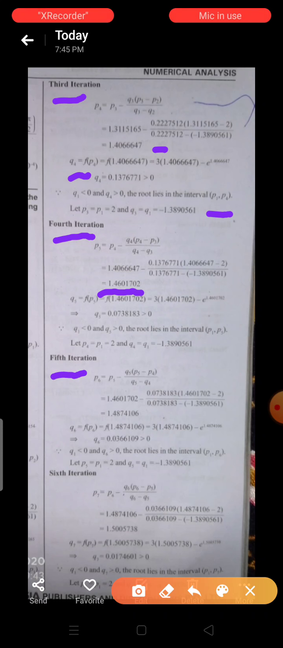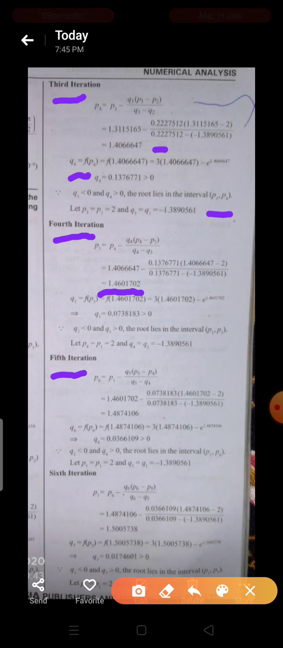Fifth iteration. P6 is equal to P5 minus Q5 into P5 minus P4 by Q5 minus Q4 is equal to 1.4601702 minus 0.0738183 into 1.4601702 minus 2 divided by 0.0738183 minus of minus 1.3890561. Therefore P6 is equal to 1.4874106.